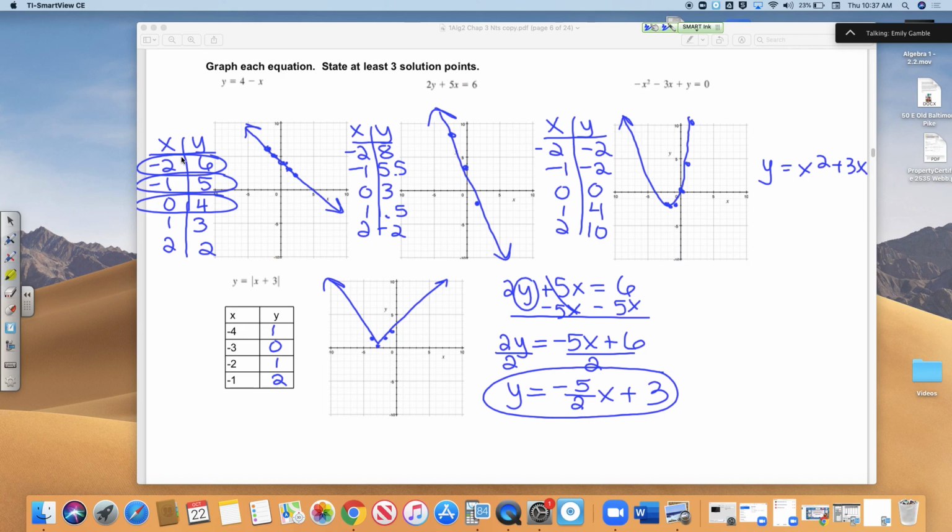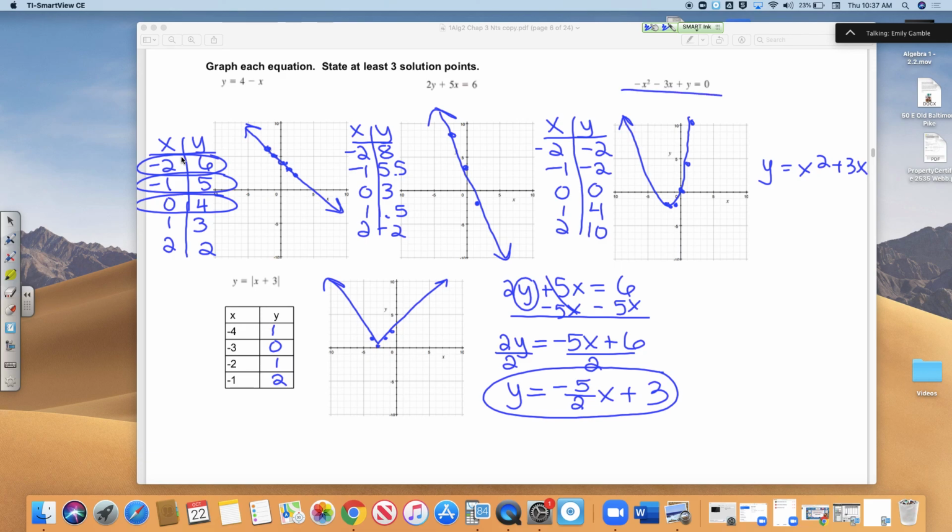The second one, we solve for y, and that is here. I used this one in my y equals, and I realized that there's going to be like decimals and stuff for some of them, so I skipped over these, and I just plotted -2, 8, 0, 3, and 2, -2 to get that line. And again, you could state any 3 solution points for that.